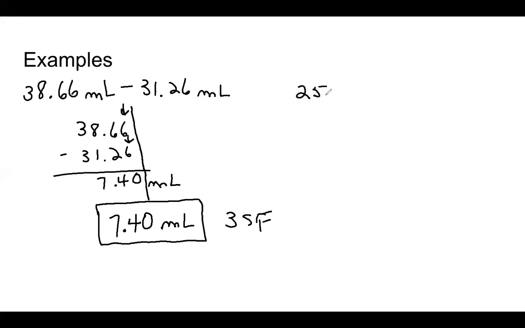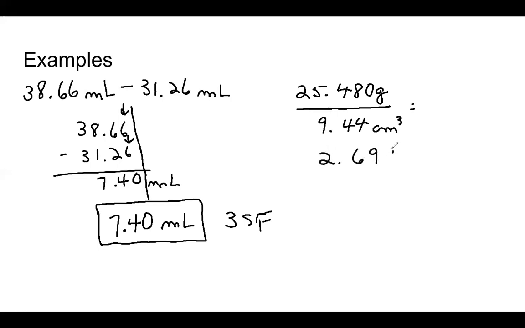We have 25.480 grams divided by 9.44 centimeters cubed. And we want to know what that's equal to. So first we're just going to do our calculation on our calculator. 25.48 divided by 9.44 equals. Okay, and I'm just going to write down a whole bunch of digits here. I know I'm not going to need all of these. My calculator's saying 2.69915 and a whole bunch of other digits.